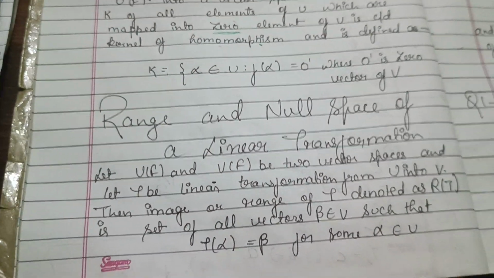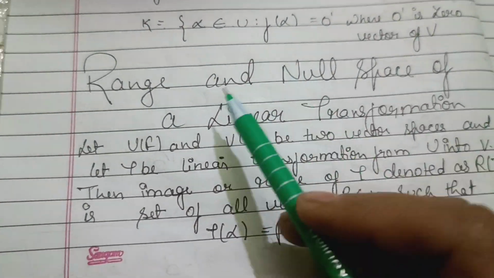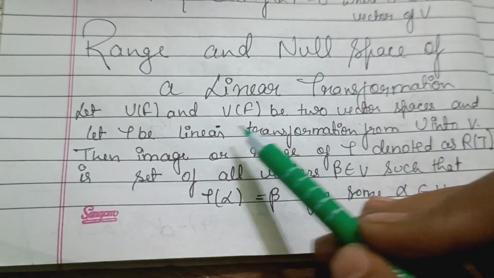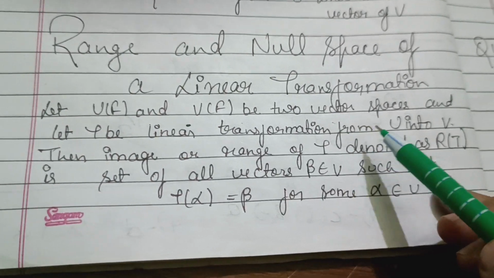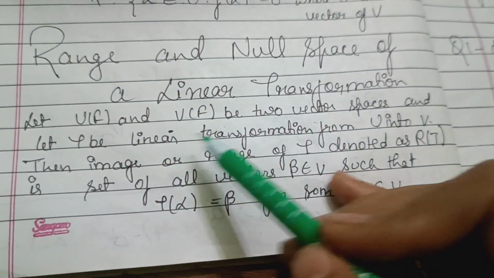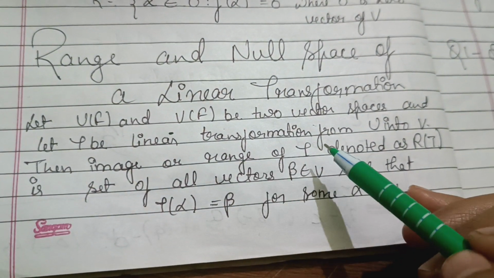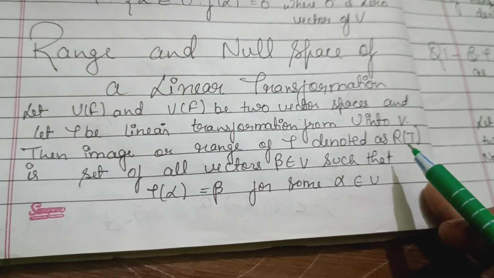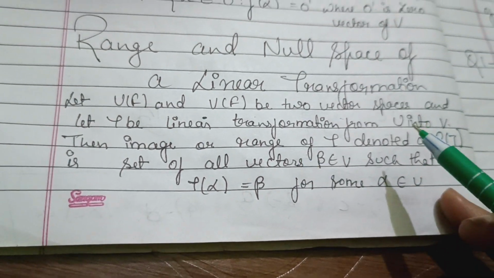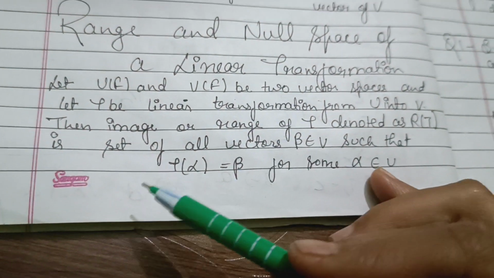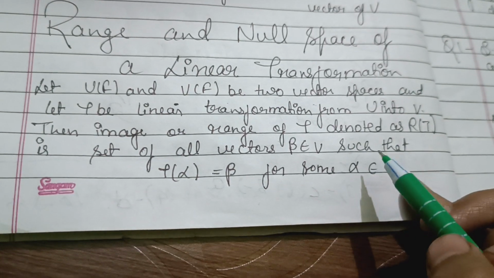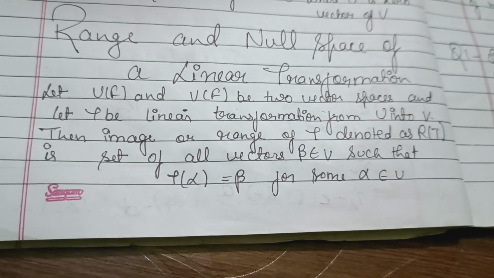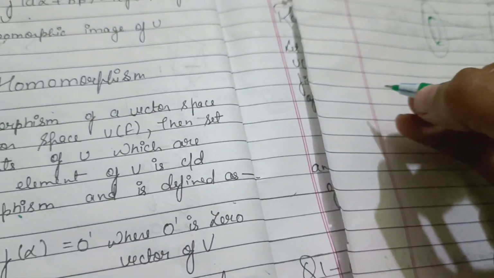Now the next is the range and null space of a linear transformation. Let U(F) and V(F) be two vector spaces and T be a linear transformation from U into V. Then the image or the range of T, also called R(T), is the set of all the vectors beta that belong to V such that T(alpha) = beta for some alpha belongs to U. Let us see over here.